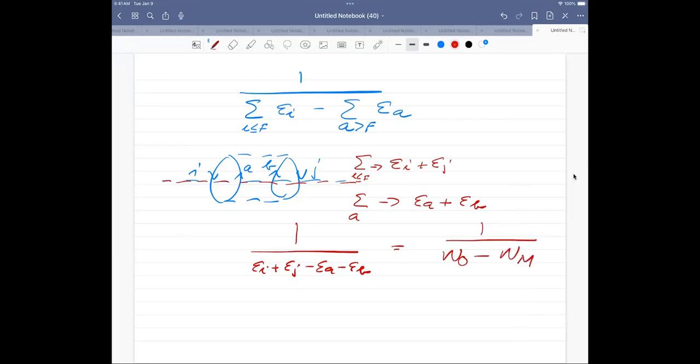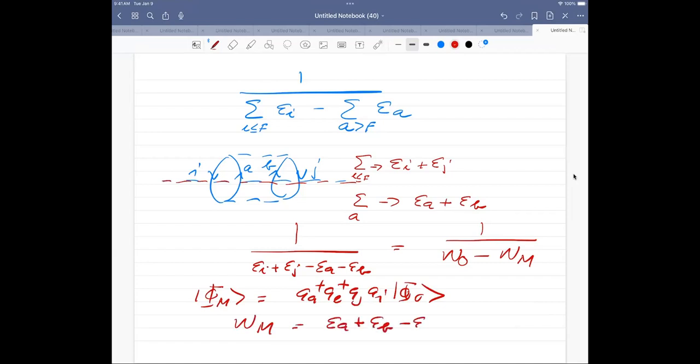And if this m was a 2-particle, 2-hole state, so remember now that phi of m is given by a 2-particle, 2-hole state, a_a^dagger a_b^dagger a_j a_i acting on phi 0. That means that this energy, W_m, is then given by epsilon a plus epsilon b minus epsilon i minus epsilon j plus W_0.